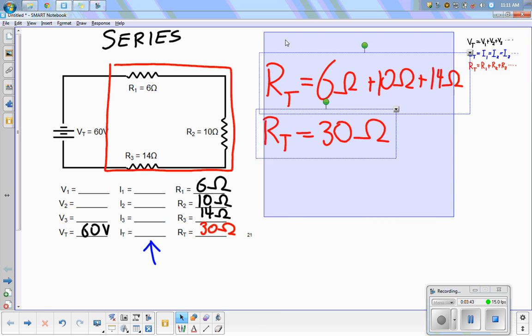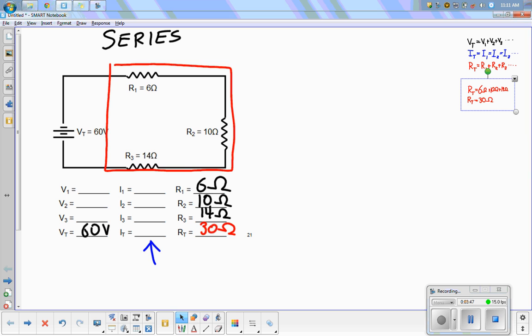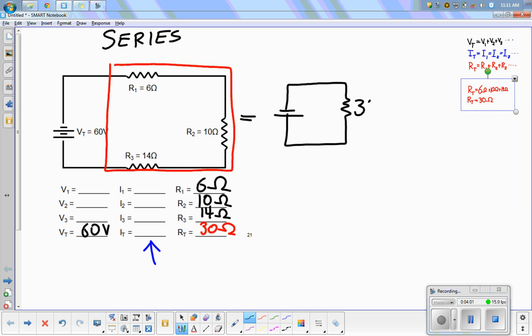We can now put this aside and let's redraw the circuit. So this circuit right here is equivalent to the same series circuit with a single resistor. And now instead of 3 resistors, we have a single resistor of 30 ohms. That's our total resistance. We still have a 60 volt battery over here.